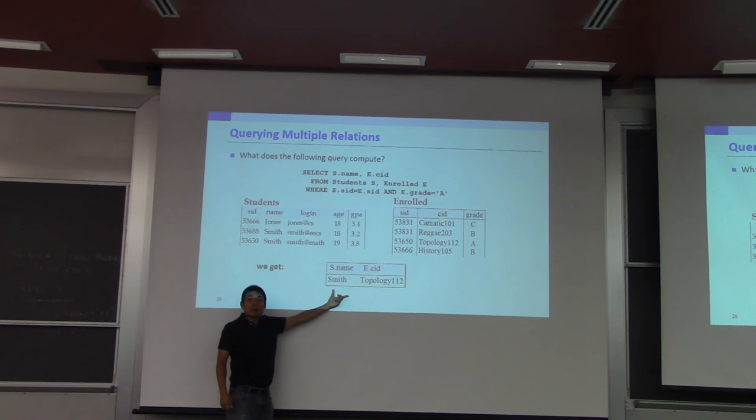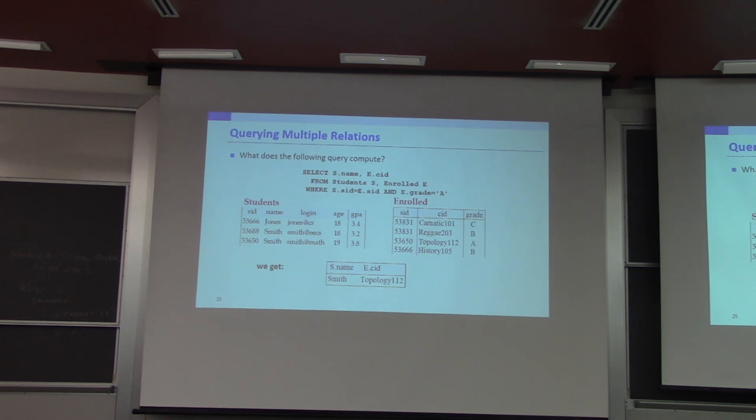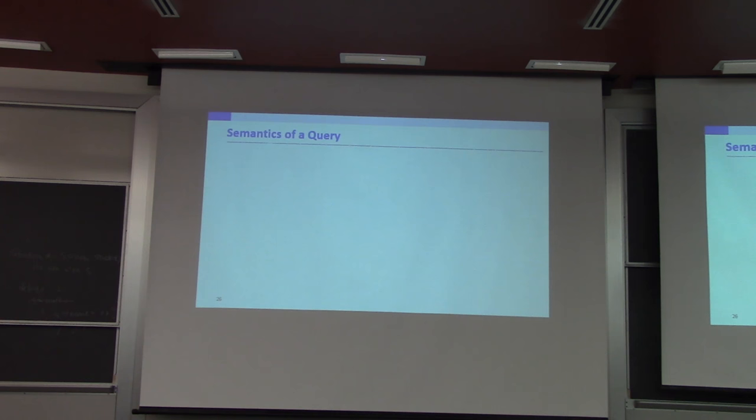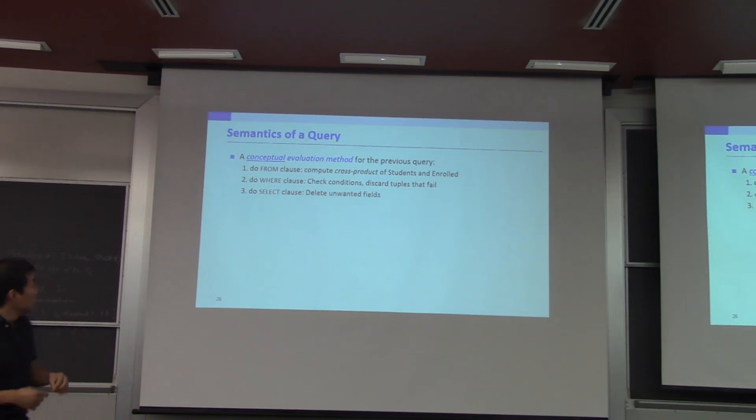And the way you write that query is what's shown on top, but more importantly, you need to understand how that's actually executed, right? The conceptual way to understand queries over multiple tables is as follows. From the from clause, you form what we call the cross product. Then in the cross product, you check the where clause. You eliminate records in the cross product that do not satisfy the where clause. At the end of the day, you delete unwanted fields.